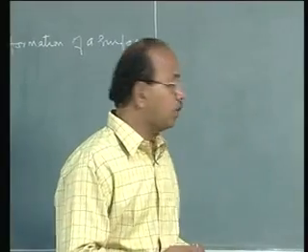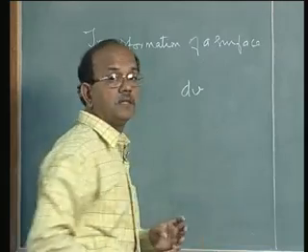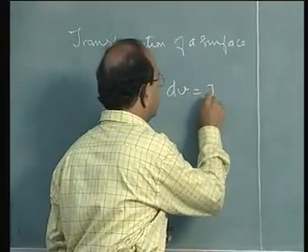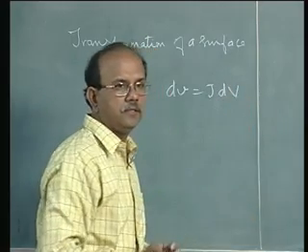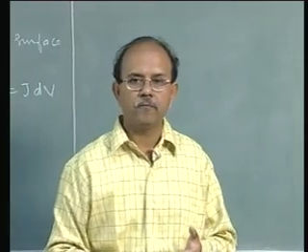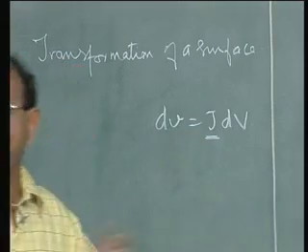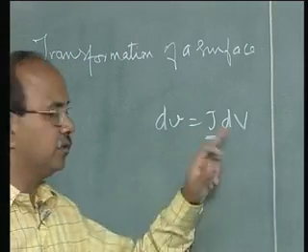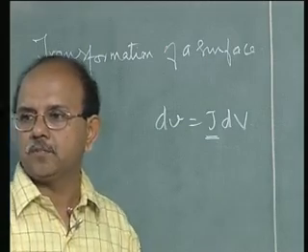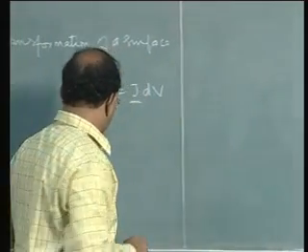Last class we saw how a volume element transforms. We said that small dv is the volume of the element after it transforms, and that dv is equal to J dV, where J is the determinant of F. If and when J is equal to 1, then small dv is equal to capital dV. We say that there is no volume change, or the material is incompressible or isochoric.